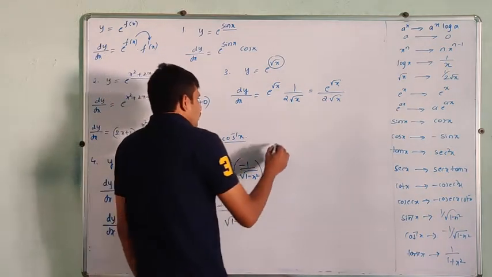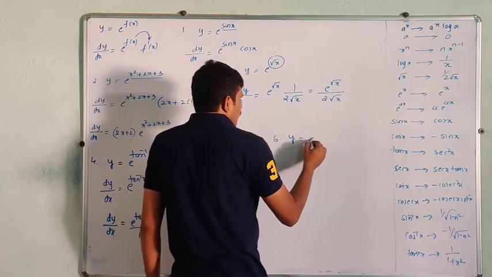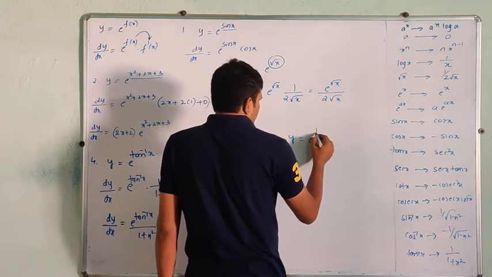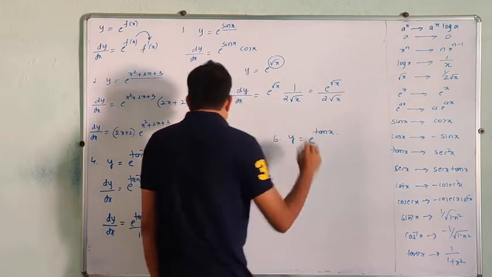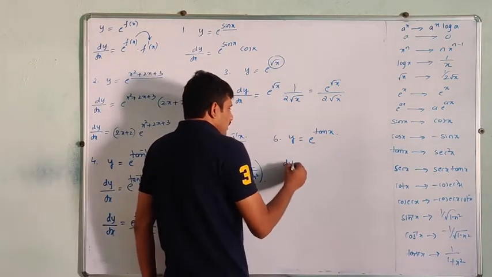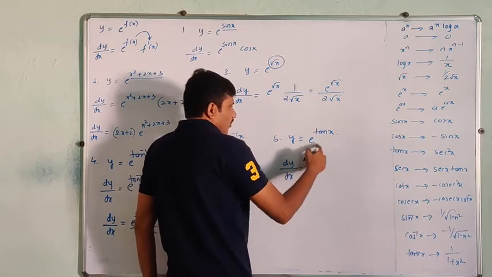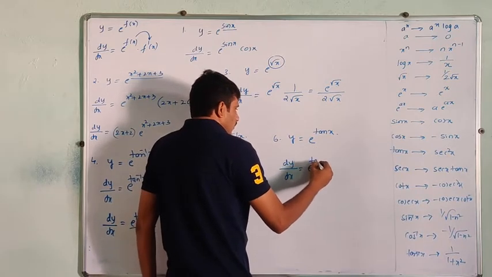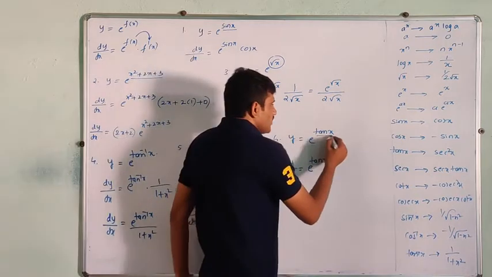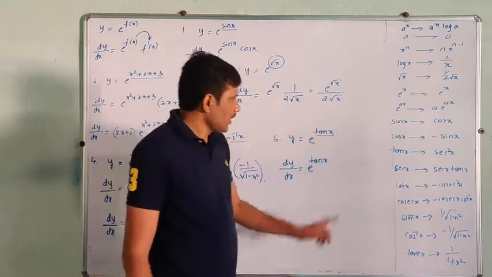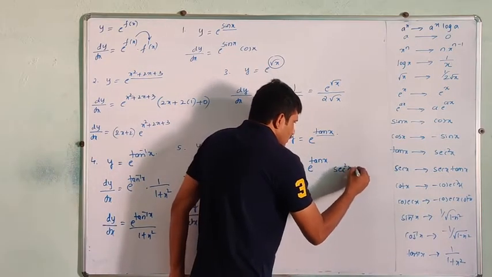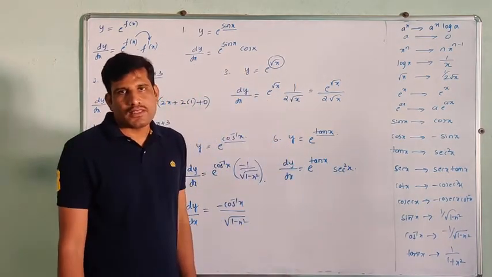Next, let us say y is equal to e raised to tan x. So dy by dx: what is the derivative of e raised to f of x? It is e raised to f of x into f dash of x. What is f of x here? f of x is tan x. What is the derivative of tan x? The derivative of tan x is sec square x. Is it clear, friends?